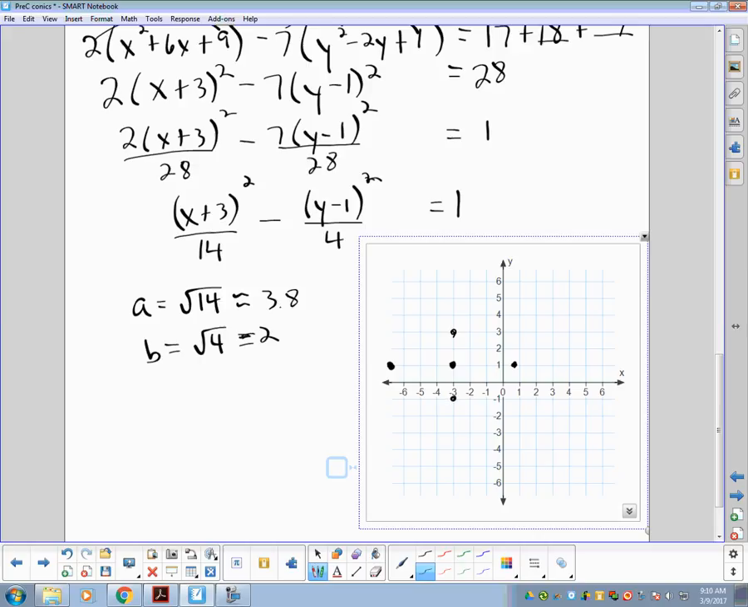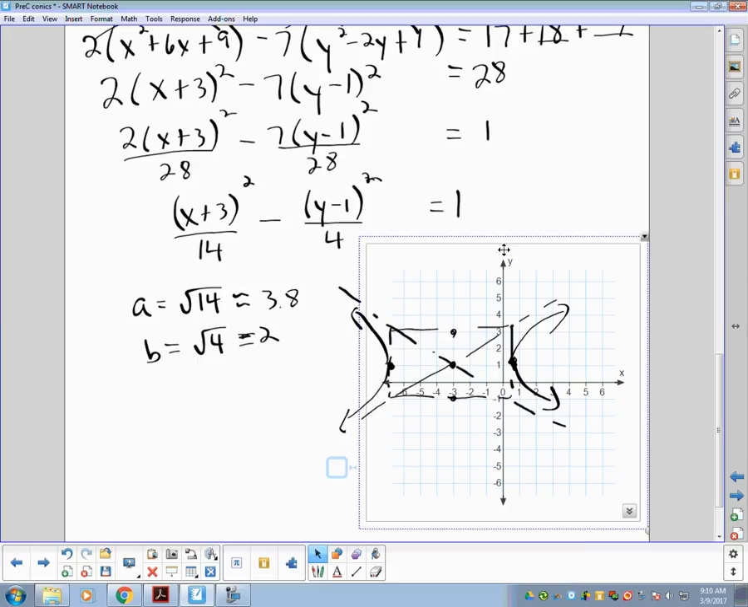Draw my hyperbola box. And then draw asymptotes through here. And then it's going to open in the x direction. So a lot to pay attention to here. Maybe use a pencil if you're doing this. You got to pay attention to where is the minus sign, and which way does it open?